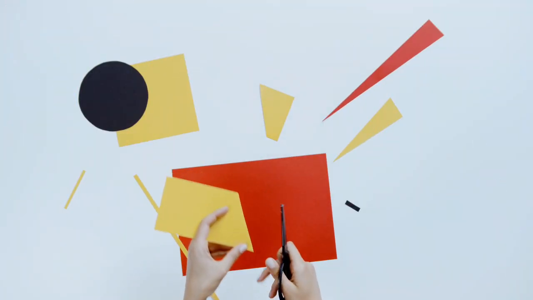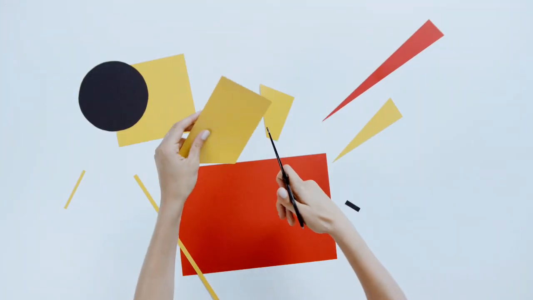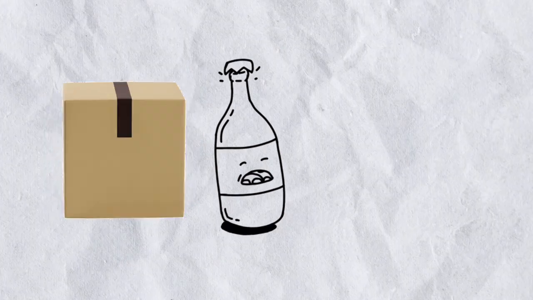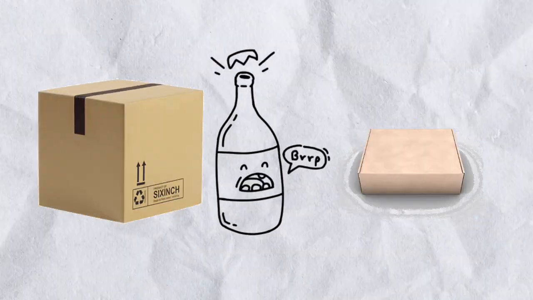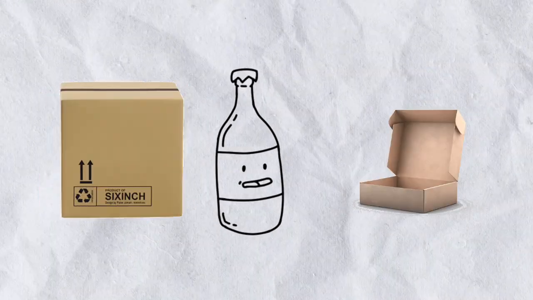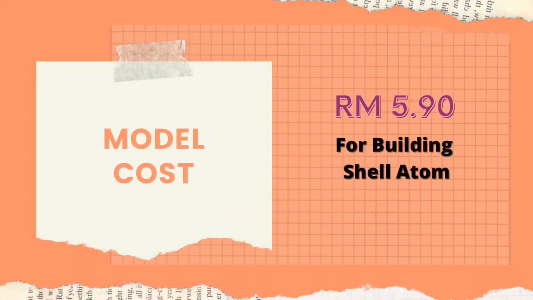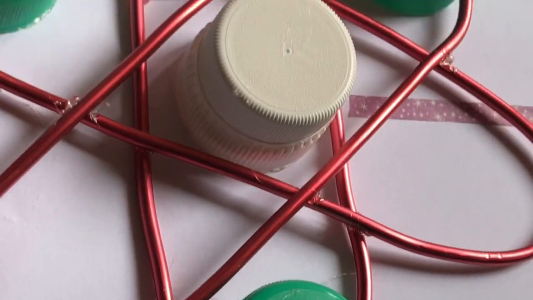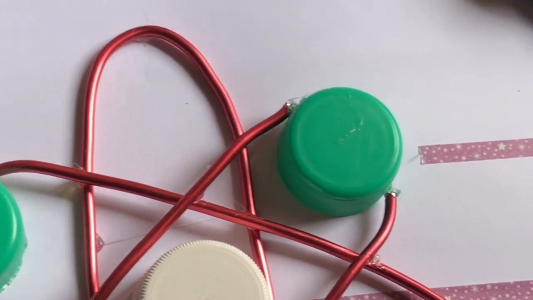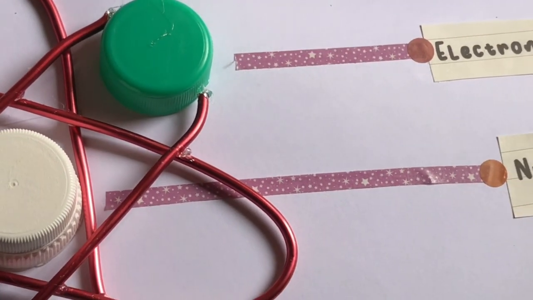To build this two-dimensional Bohr model is very easy. You can use any reusable items at home, such as a box, a mineral bottle, and also cardboard. The cost that we need to build this model is only 5 ringgit and 90 cents. This is because we only use this budget to buy the wire to build the shell of the atom.